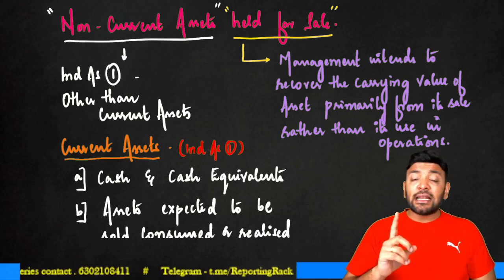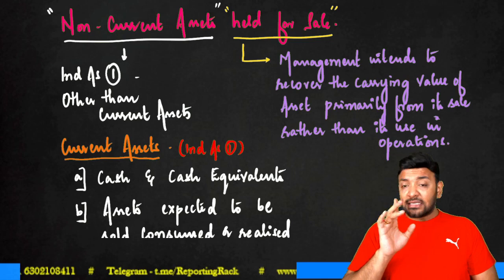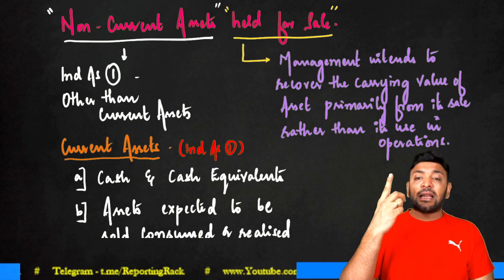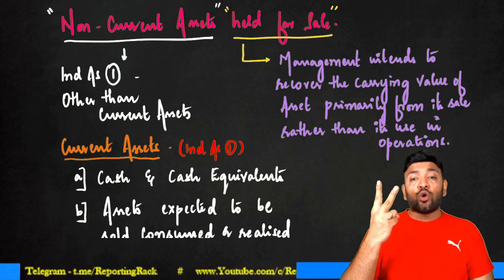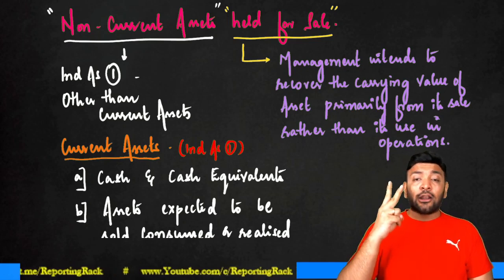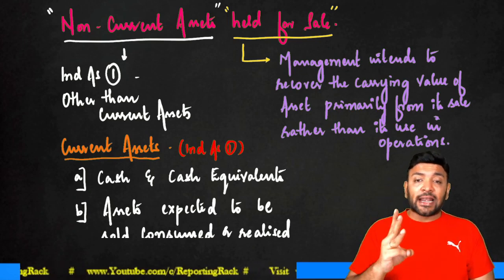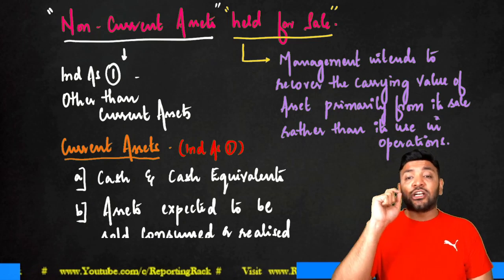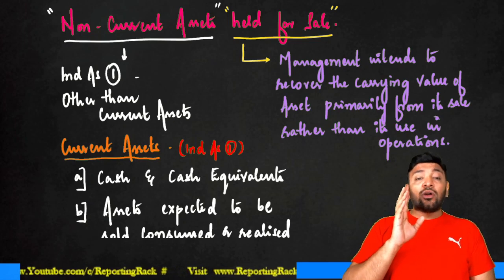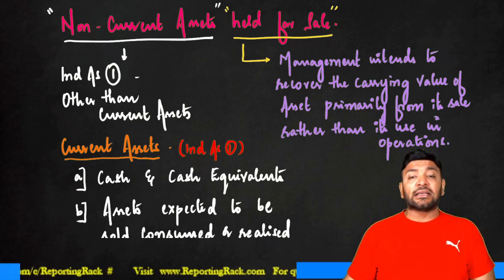So what is a non-current asset? Any asset other than a current asset can be considered a non-current asset. What is a current asset? Current assets are broadly divided into three categories: cash and cash equivalents; assets which are expected to be sold, consumed or realized within a period of 12 months or within an operating cycle; and number three, assets held primarily for the purpose of trade. That means you are purchasing only with an intention to sell the asset. These are current assets. But any asset other than these current assets should be regrouped under non-current assets.